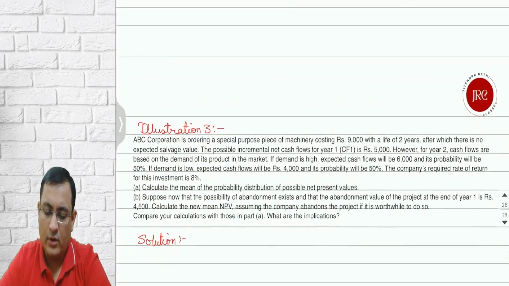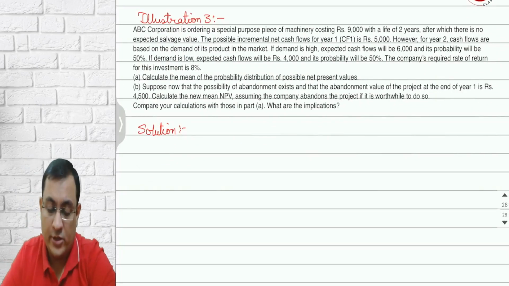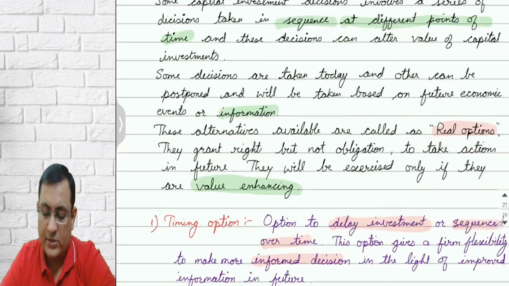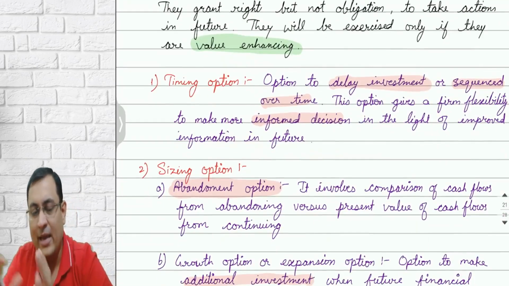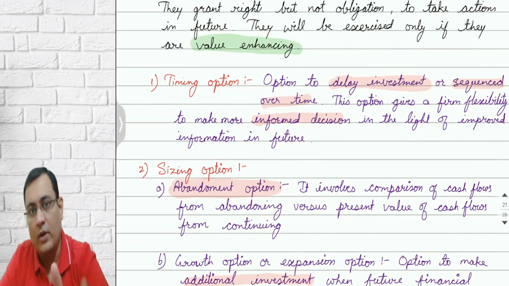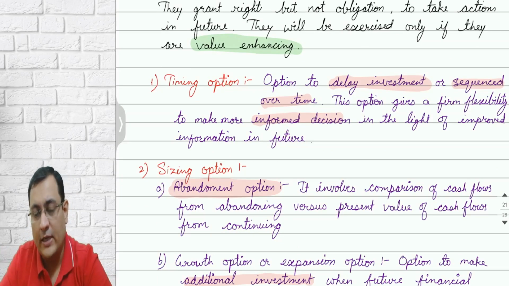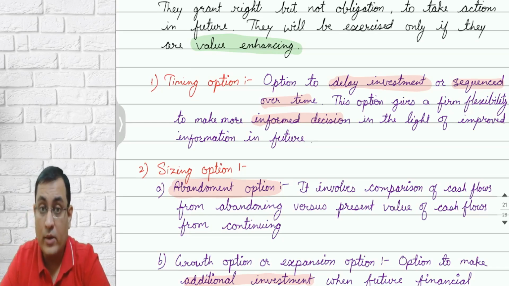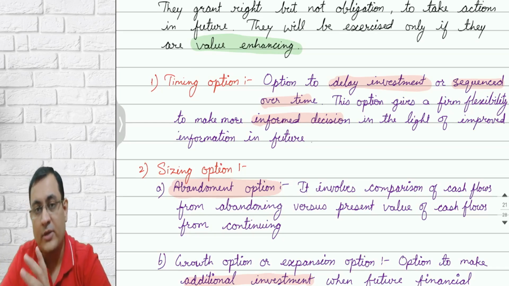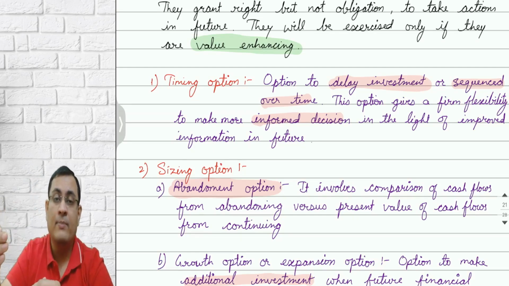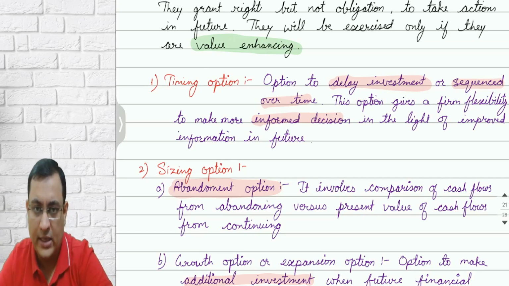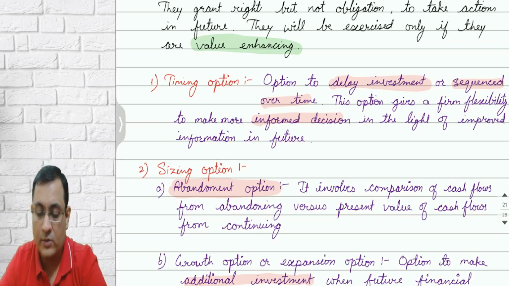Next, let's go for illustration 3. What are the four classifications? The first classification is the timing option, where you can delay or sequence. Illustration 2 is not sequencing, because the sequence is already fixed. Projects themselves are in a sequence. But if there are 3 projects A, B and C, you can choose to go for B first, then C and then A, or a different sequence. That will come under the first type of option.